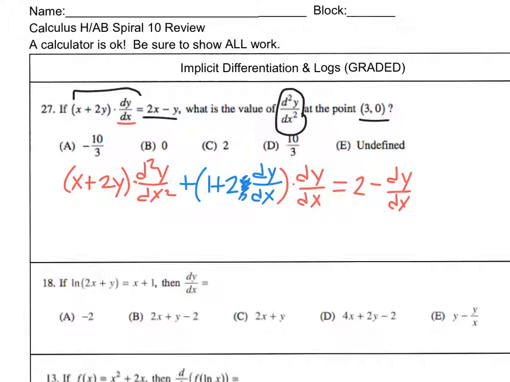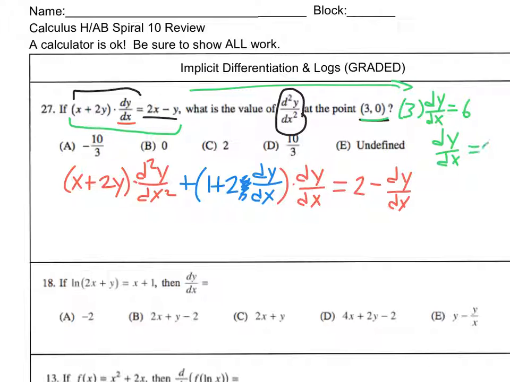Okay, I can plug some stuff in. The problem is I've got an x and a y, but I also have dy/dx's in here. I don't really know what dy/dx is at this point. Oh, but I could plug it into the original equation. I'm going to rewrite this over here, but instead I'm going to plug in the point (3, 0). So that would be 3 plus 0 is just 3 times dy/dx, and that's going to be equal to 3 times 2 is 6, and minus 0 would just be 6. That means that dy/dx is equal to 2.